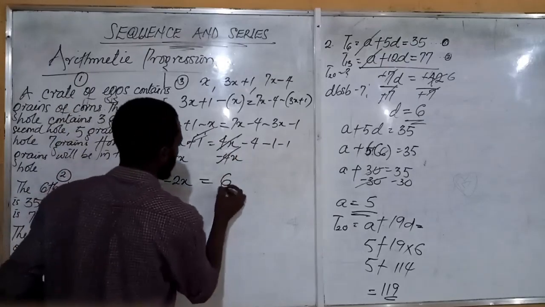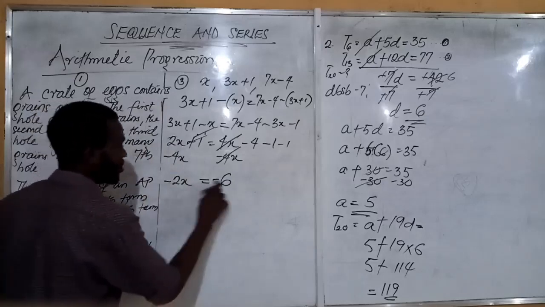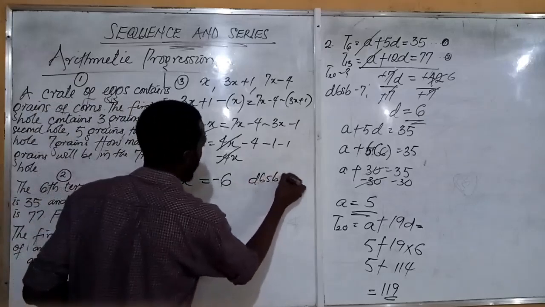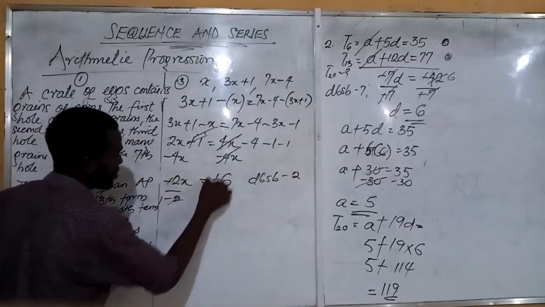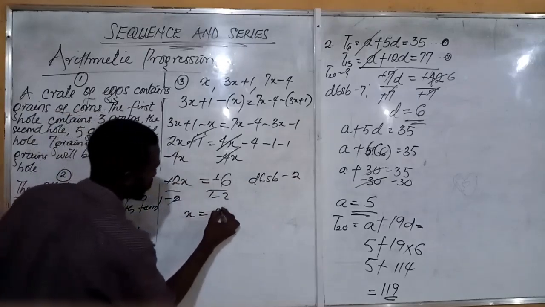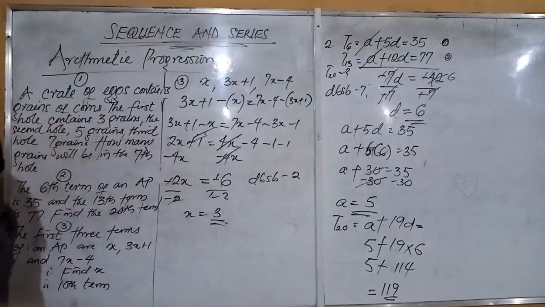Minus 6. All right, then we can now divide both sides by minus 2. So minus 2, minus 2. All right, minus 6 over minus 2, and x becomes what? 3. And that becomes our x. So we have found x now.